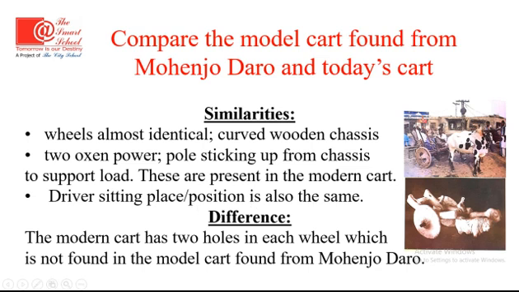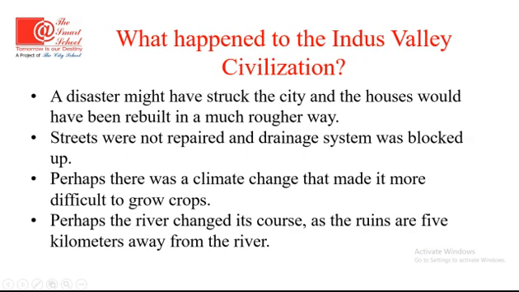You can see this cart and this cart, we cannot see any difference except for one, which is that the modern cart has 2 holes in each wheel, which is not found in the model cart found from Mohenjo-daro. You can see this is the cart found from Mohenjo-daro, so there is no hole in the wheel. However, in the modern cart, there are 2 holes in each wheel. So that is the only difference between these two carts. Otherwise, they are same.